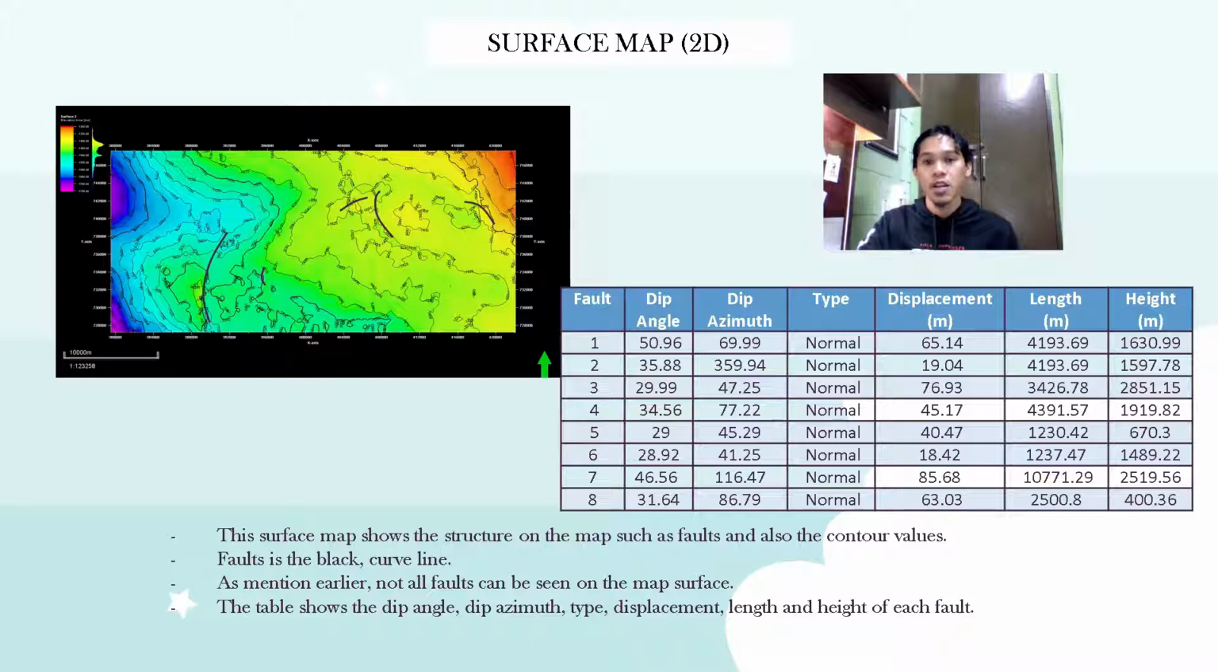The displacement for the horizon is about 65.40 meters. The length of the fault is 4,193.69 meters, and the height of the fault for the first fault is 1,630.99 meters. Also, that's how to read this table.